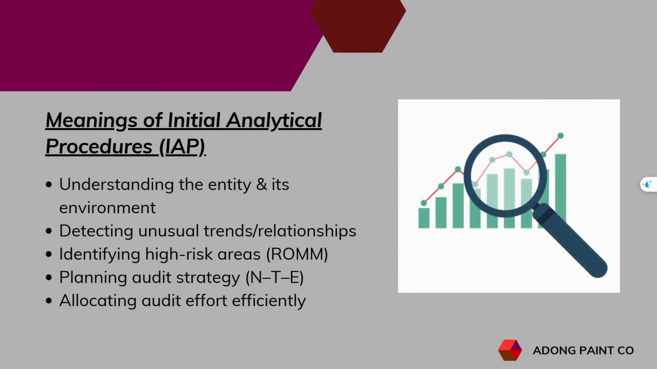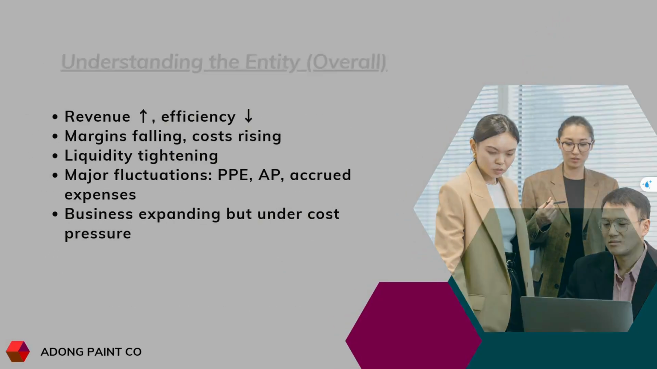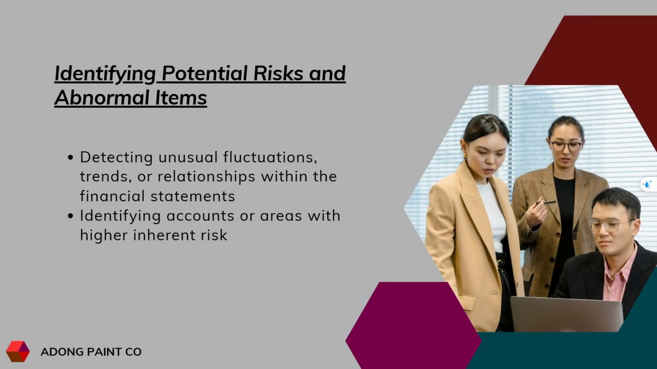So we move to the second part. It's about identifying potential risks and abnormal items. Initial analytical procedures focus on detecting unusual fluctuations, changes, or relationships within the financial statements that may indicate potential material misstatements by highlighting unexpected variances.